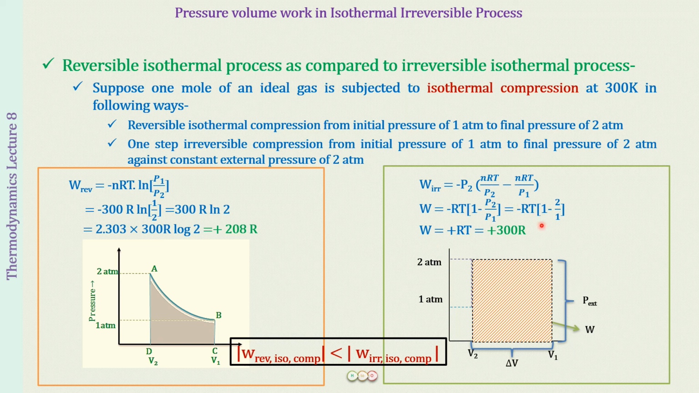More work has to be done on the system in the irreversible process in comparison to the work done on the system by the reversible process. Another thing that you can understand from here is that if you compare this question with the previous question, in the previous question the value for the expansion process had come up as minus 208 R. So these two values, 208 R, 208 R, both are the same.